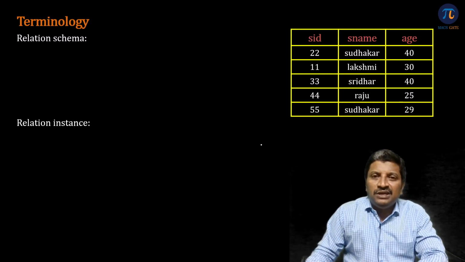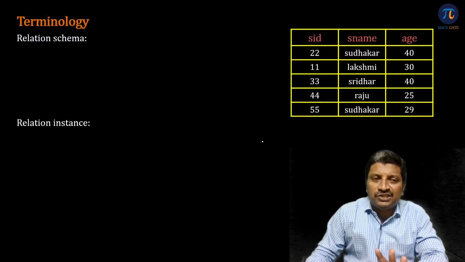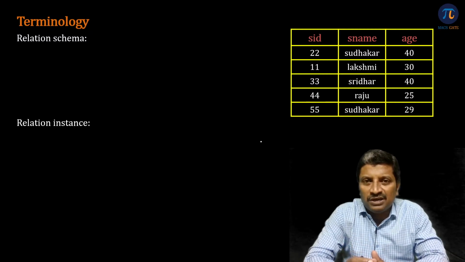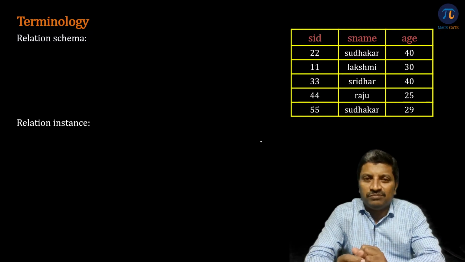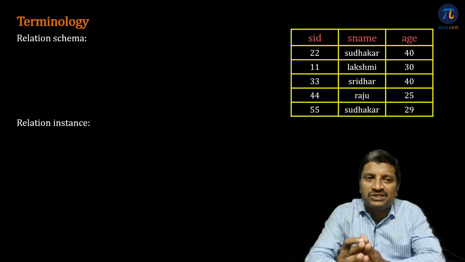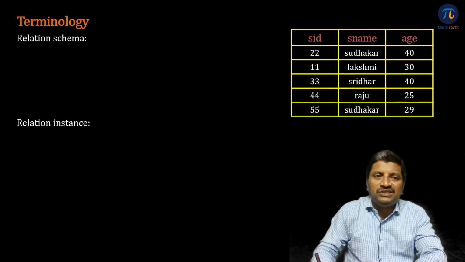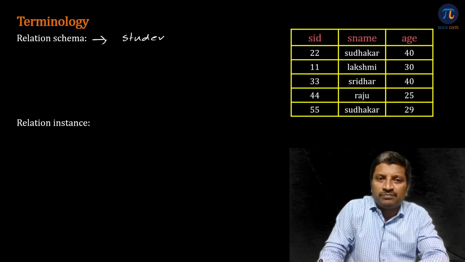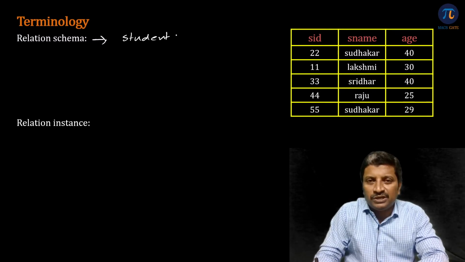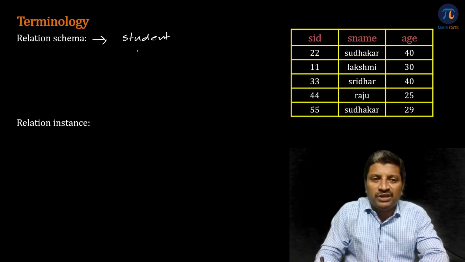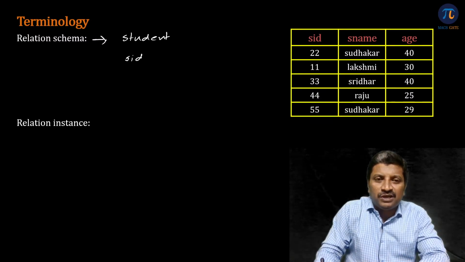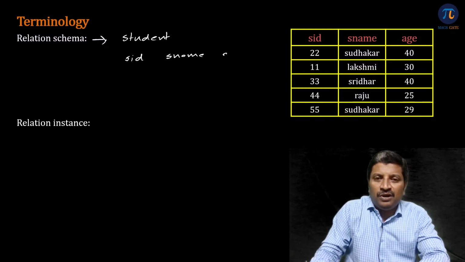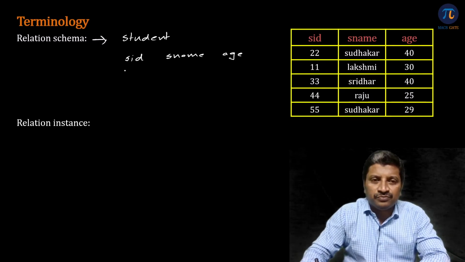The next one is relation schema and relation instance. What is relation schema? The structure of the table without any particulars of the data is called relation schema. In this example, the table name is student. What attributes are we storing? The first attribute is SID, the second one is SName, and the third one is age.